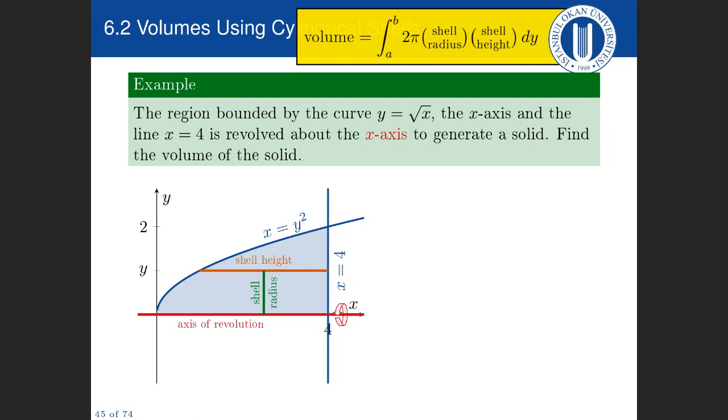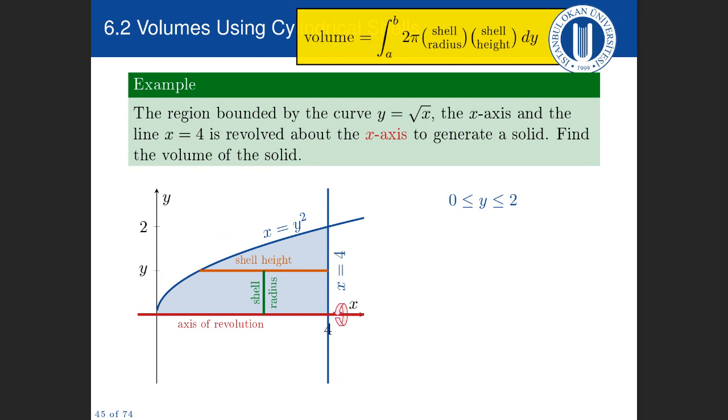Now that we've drawn our large capital H, we can read off the information. Now, remember, we're integrating with respect to y now. So for the limits, we want the smallest y and the biggest y. The biggest y must be 2, because if x is 4, then y is 2, and the smallest y must be 0. So we're integrating between 0 and 2.